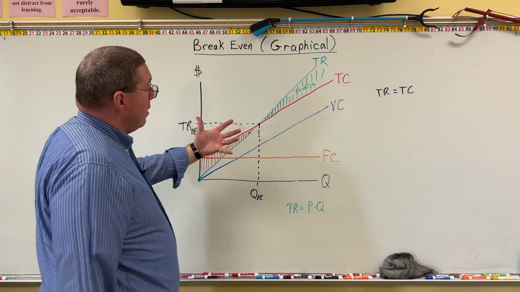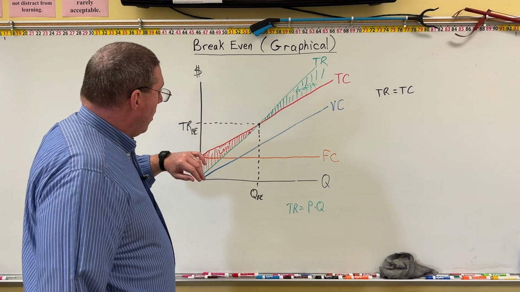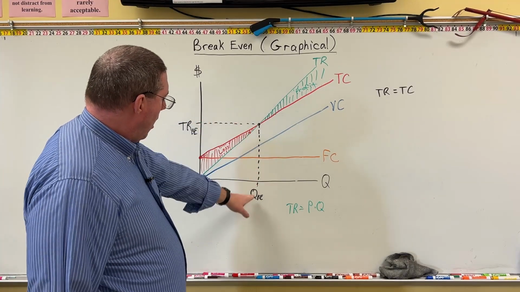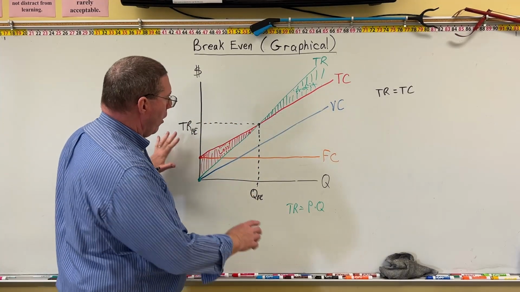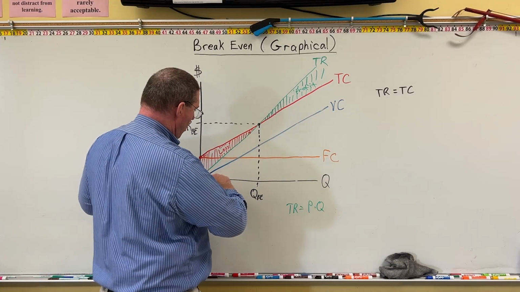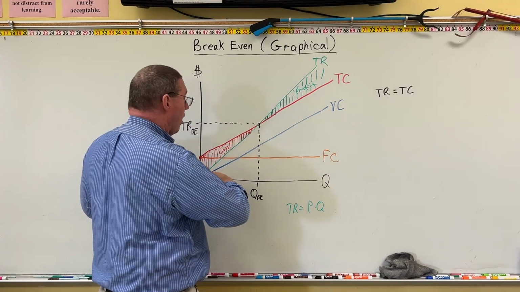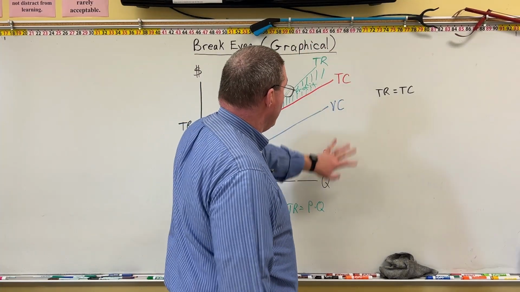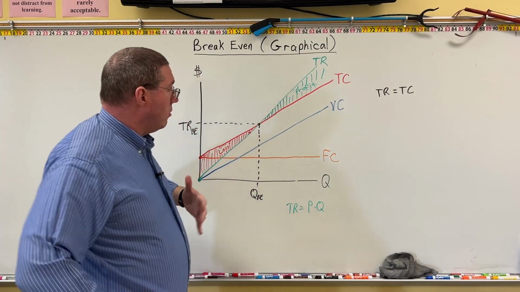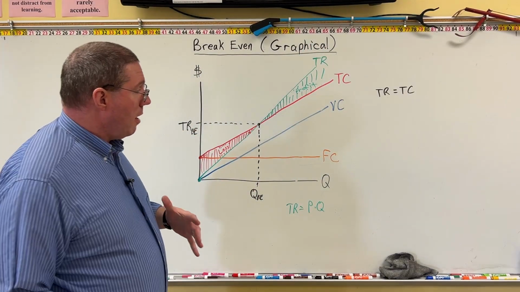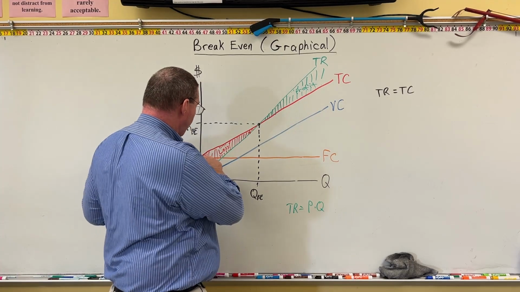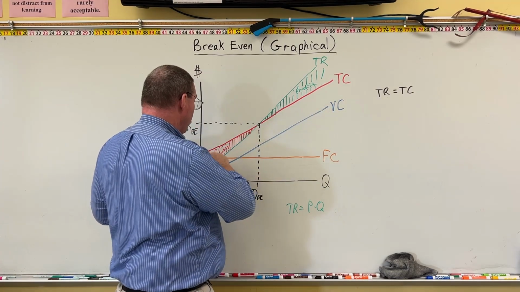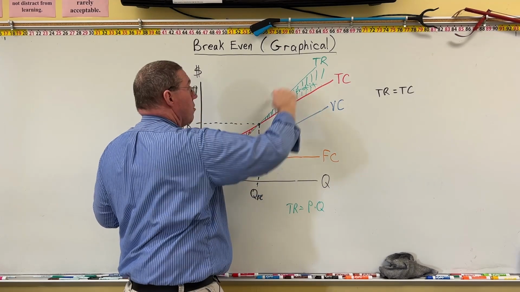In fact, if I gave you a graph that looked like this, if I didn't put the break-even lines and stuff here, if all I gave you was the fixed cost graph, the variable cost graph, the total revenue, the total cost, and if I didn't label them either, you should be able to look at this graph even without the labels, and you should be able to identify this is the fixed cost curve, this is the variable cost curve, this one is the total cost curve, and this one is the total revenue.